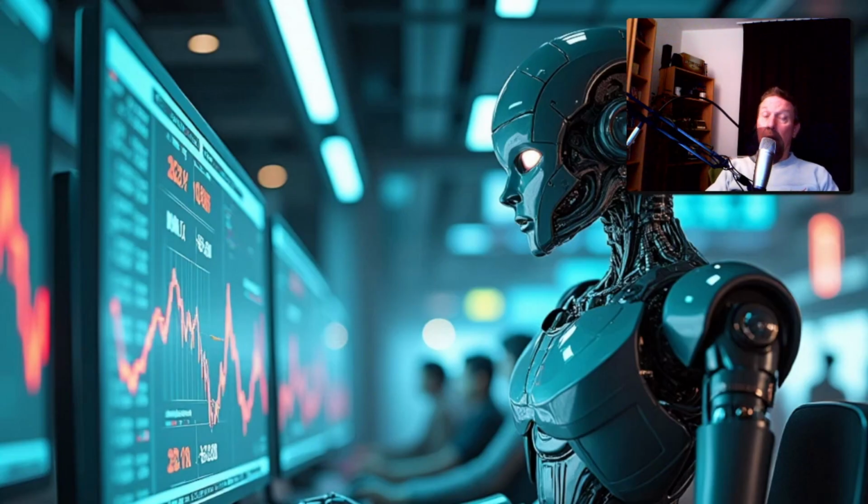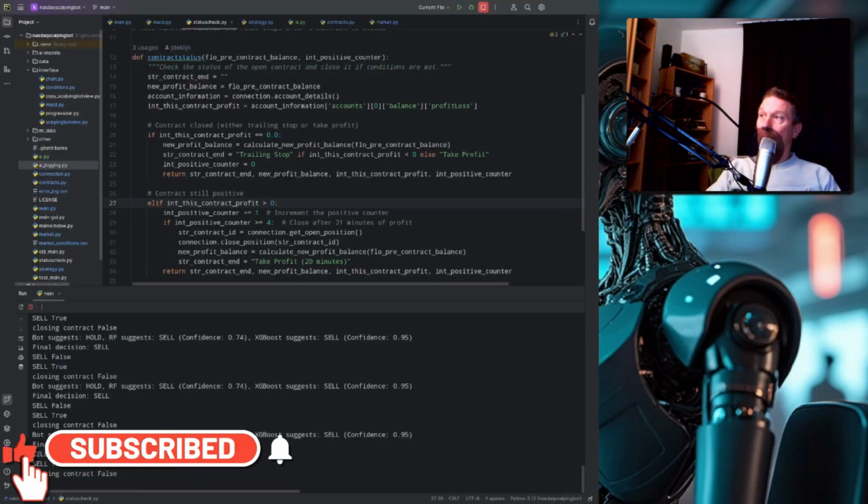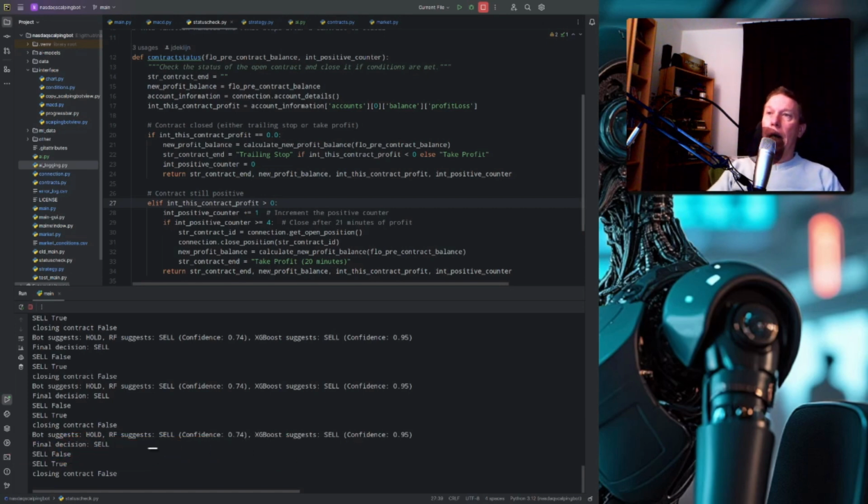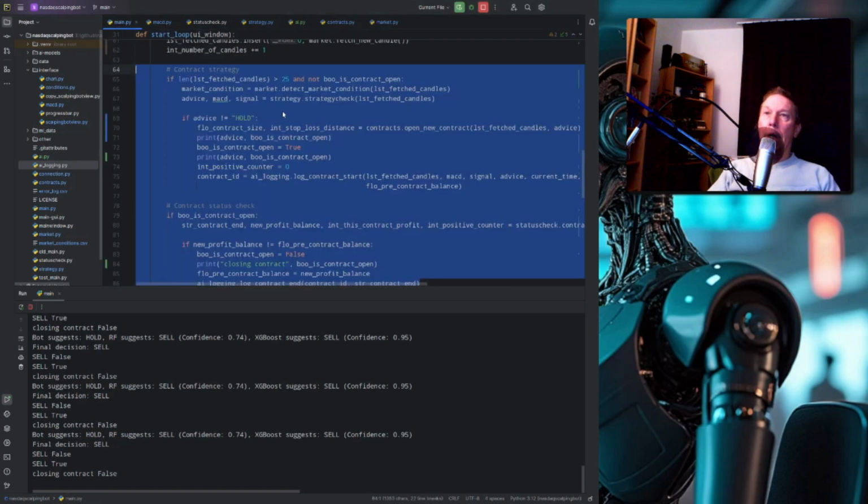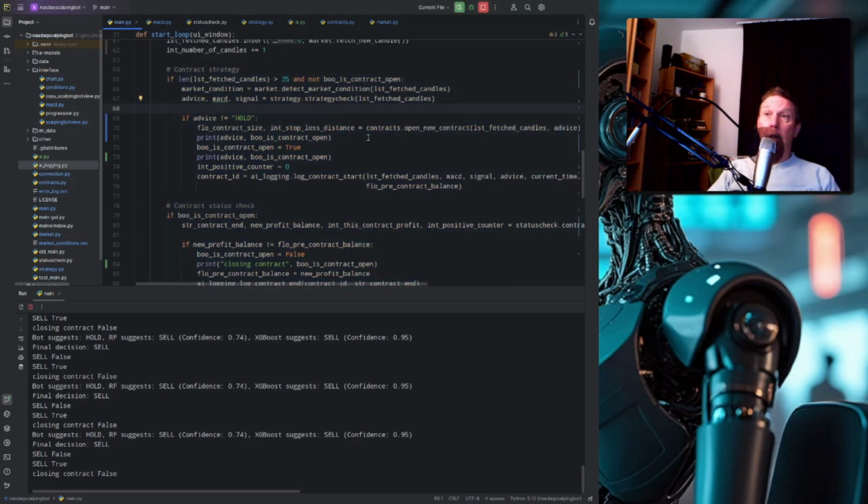And let's start as usual with the code screen. What did I change in the code? Now, not that much. Somewhere in the main.py, I tried, and I'm still figuring out why the boolean contract open is not functioning, and why we are still sometimes getting two contracts opened when there should only be one.